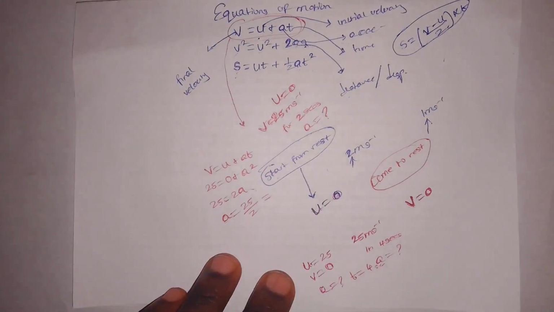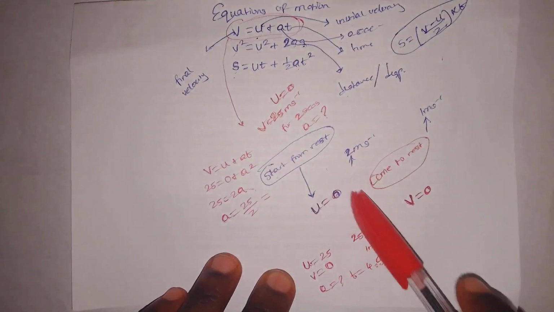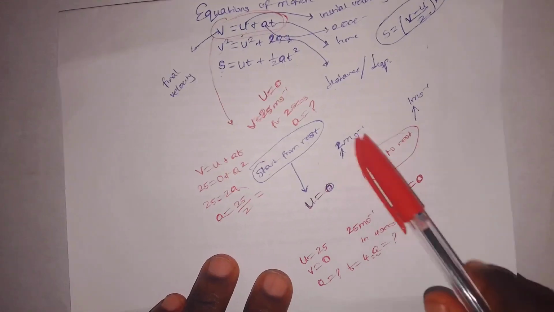When they say a car starts from rest, know that the initial velocity, which is u, is 0. When they say comes to rest, know that the velocity v, which is the final velocity, is 0.